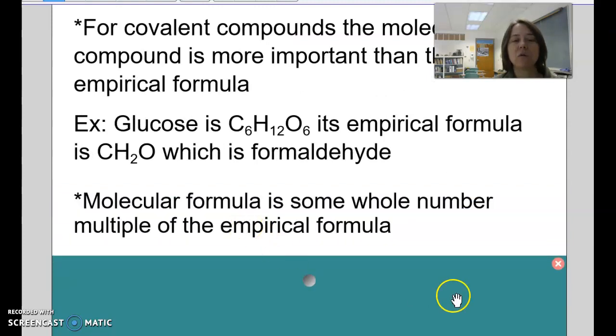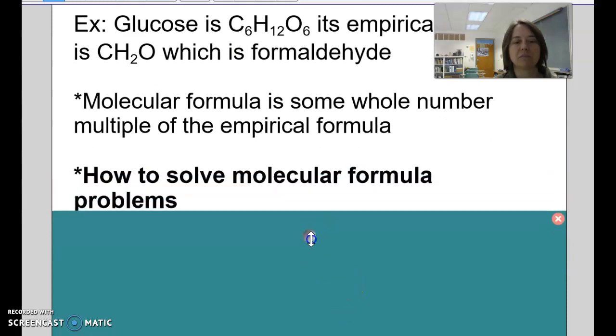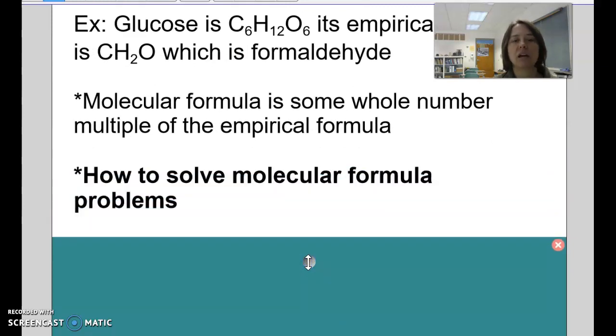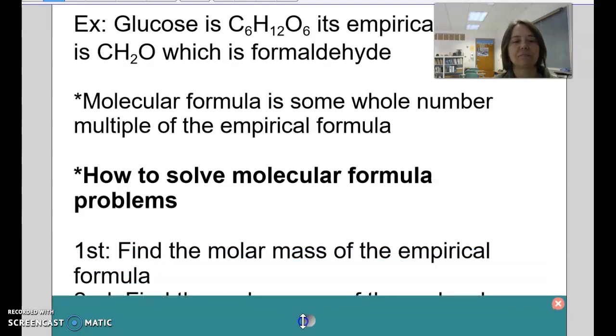Okay, so the molecular formula is some whole number multiple of the empirical formula. For example, back here, it is a multiple of 6 of its empirical formula. So how do we solve molecular formula problems? Well, first thing you have to do is find the molar mass of the empirical formula, which up here would be 12.01 plus 2 times 1.01 plus 16.